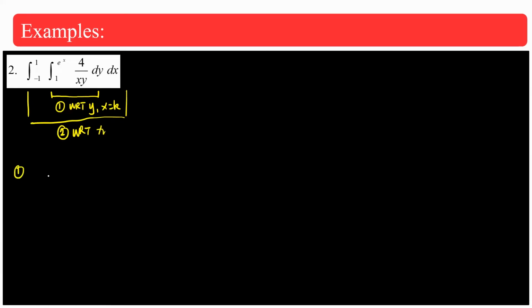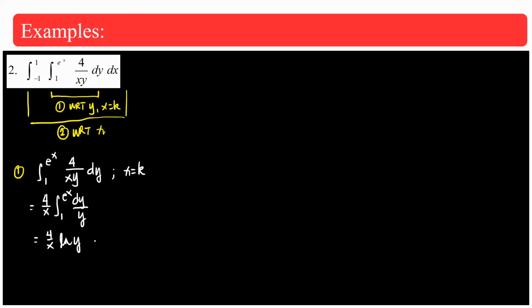So let's do the first integration. For the first integration, I need to integrate only the inside portion. So that's 4 over xy dy. So again, which one is constant with respect to y? So that means x is your constant. All the x's are treated as constants. So I can do this. 4 over x is now my constant, I'm just left with dy over y, right? What's the integral of dy over y? I can just say that's ln y from 1 up to e to the x.